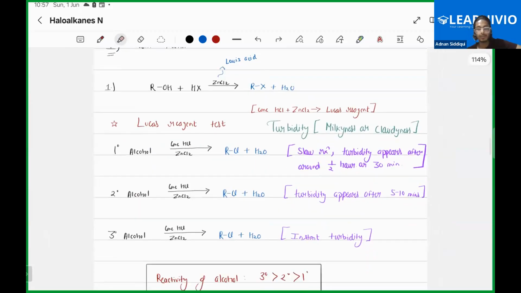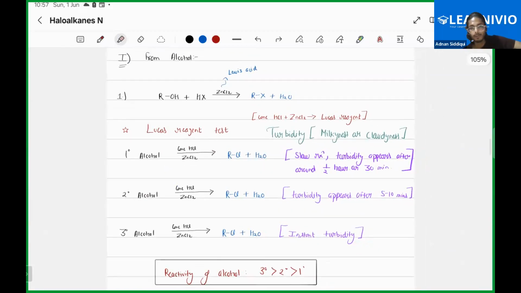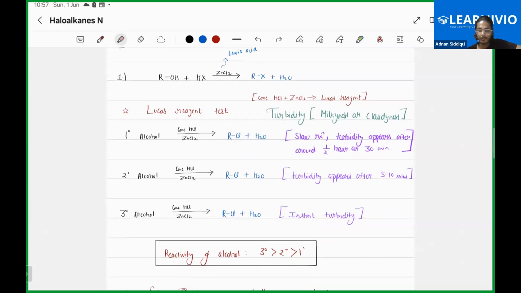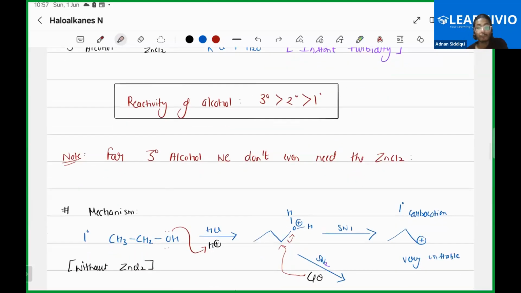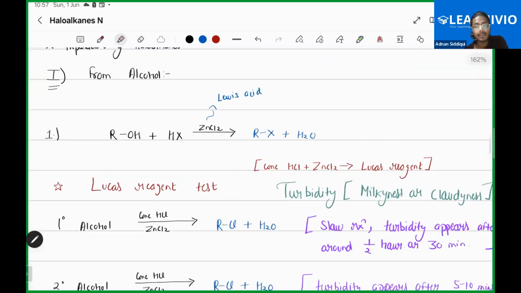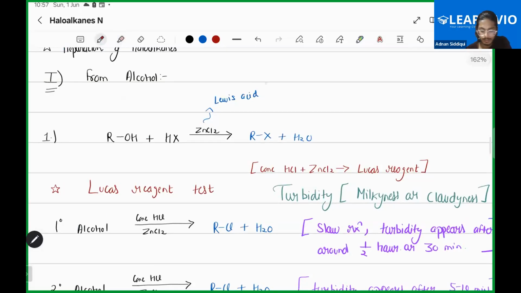Is this clear? This was our first preparation method of haloalkane, and we have to talk about several of them. So what we can conclude from here? The reactivity order of alcohol is what? Which one is reacting fastest? 3 degree, then 2-degree, then 1-degree, right? For 3-degree alcohol, we don't even need the ZnCl2. This ZnCl2 is a Lewis acid, or you can say catalyst.